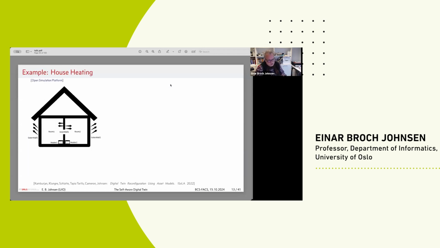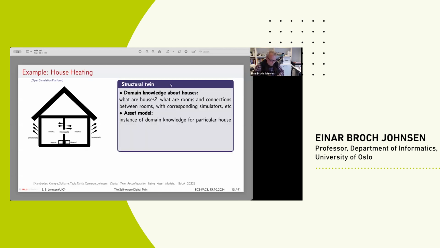So here's an example. Let's assume that we have a house with some rooms, and in each room there's a heater, and we want to maintain some temperature in this house. Now we can use a digital twin for this purpose, and that would mean that we basically develop this structure layer and the behavioral layer. And the structure layer will have domain knowledge about houses. So what are houses? What are rooms? How are rooms connected? What kind of simulator should we use for different rooms and so on?